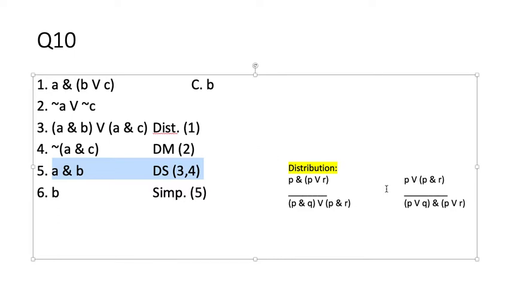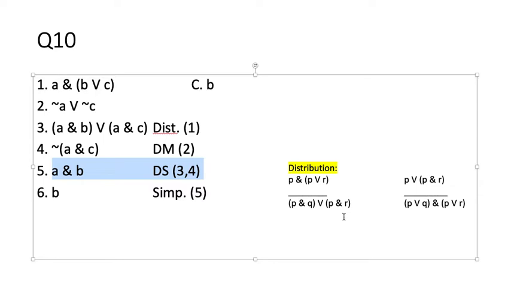Alternatively, distribution enables us to convert a disjunction into a conjunction and then use simplification on it. So this is all just to say that distribution is super valuable because there are things we can do on conjunctions, namely simplification, that we can't use on disjunctions. And there are things we can do on disjunctions, namely disjunctive syllogisms, that we can't use on conjunctions.